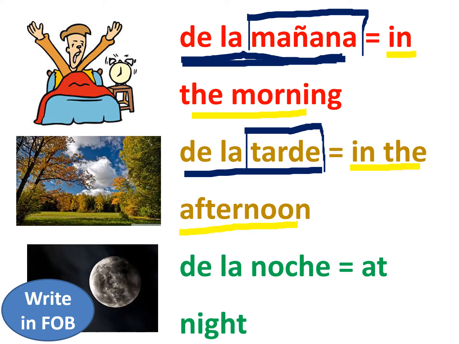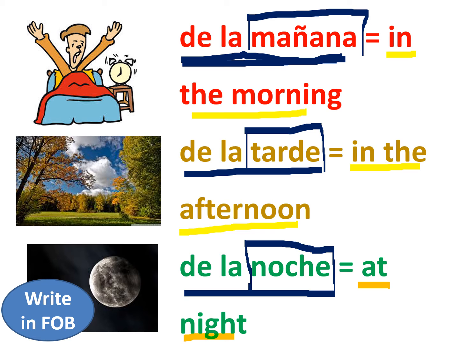And finally, at night is translated into Spanish as de la noche. Again, you can see the structure which is repeated in the morning, in the afternoon, at night. We always start with de la, and we only change the moment of the day. Mañana is morning, tarde is afternoon or evening, and noche is night.